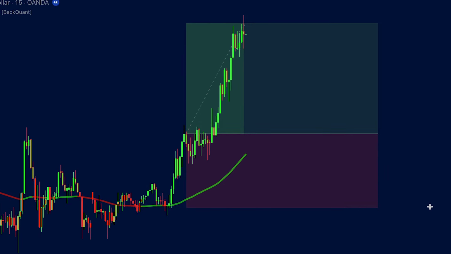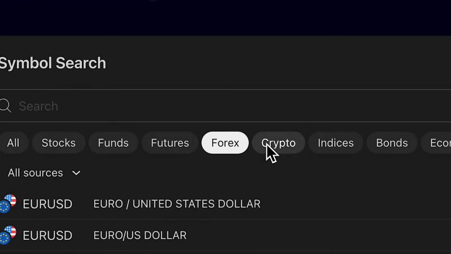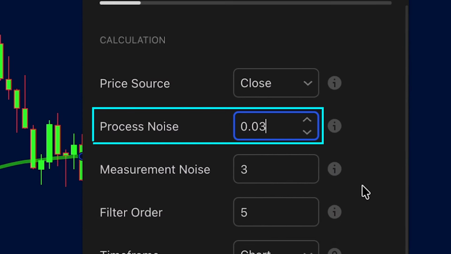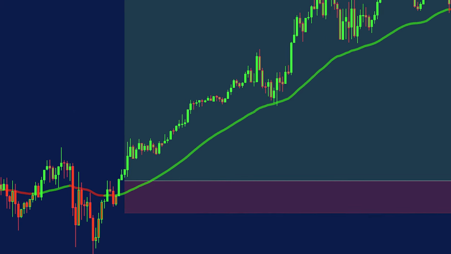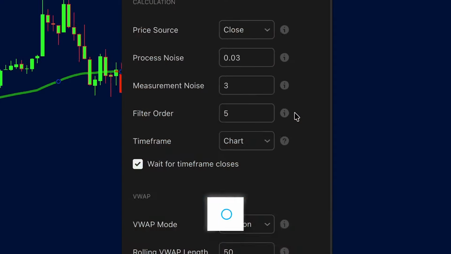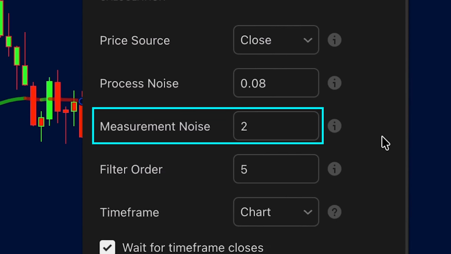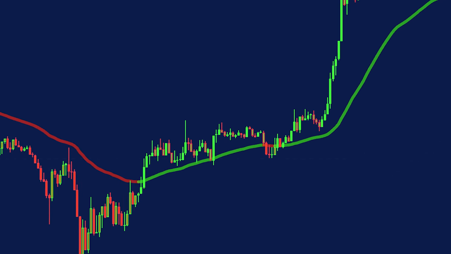Now, while this indicator works across all time frames, different markets require specific parameter adjustments for optimal performance. For forex pairs on any time frame, set process noise to 0.03 and measurement noise to 3. Forex has consistent volatility patterns that the filter handles beautifully with these balanced settings. For crypto across all time frames, increase process noise to 0.08 and reduce measurement noise to 2. Crypto's explosive volatility requires much more adaptive settings.